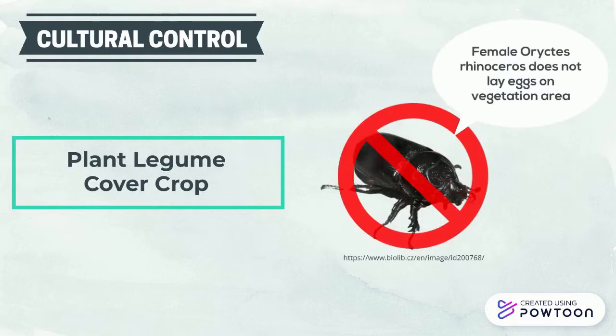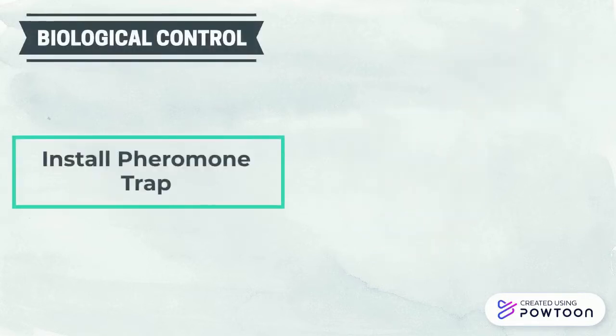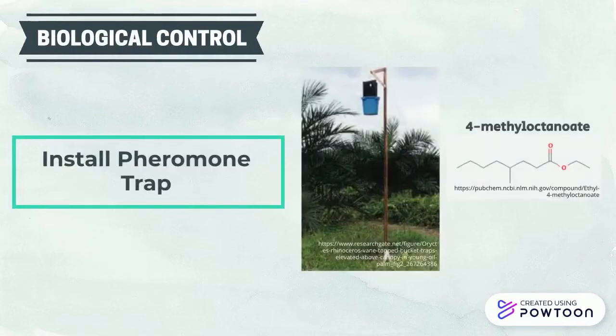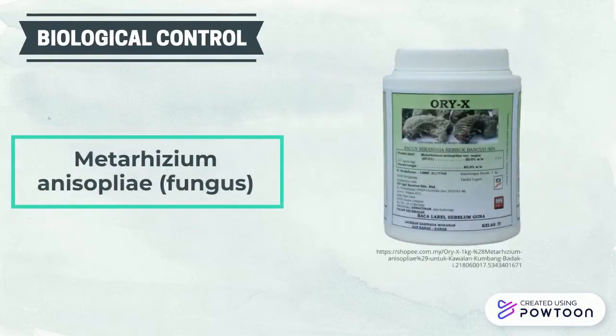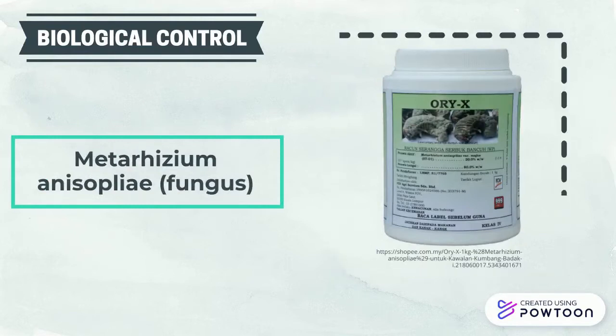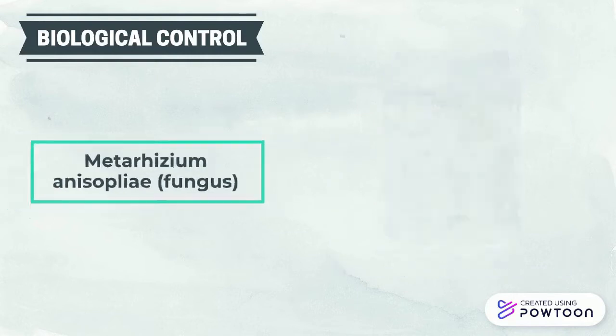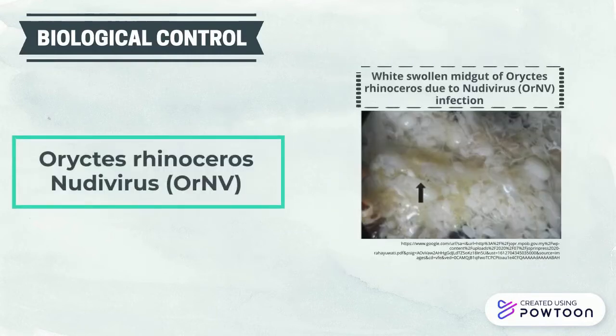eggs on vegetation area. In biological control, install pheromone trap containing 4-methyl octanoate about 3 meters high from the ground to attract female beetles and prevent them from mating and laying eggs. Farmers can opt for Metarhizium anisopliae and put it at the tree crown to destroy the breeding sites and kill Oryctes larvae. Use Oryctes rhinoceros nudivirus as a biocontrol agent to infect the beetle through its midgut.